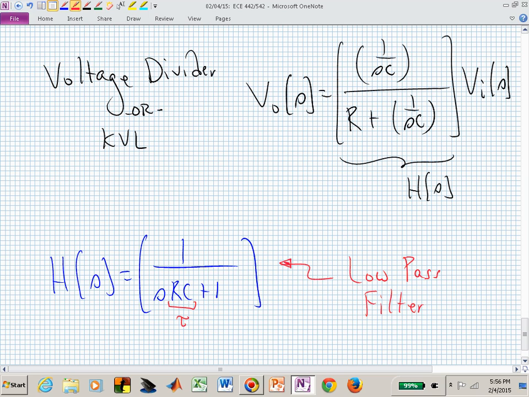We want to now translate this into a first-order difference equation so that we can implement it on our computer. We're going to find a discrete equivalent, but before we do that, let's make it a little bit more specific. Design this low-pass filter to have a bandwidth of 100 hertz. Go. Pick values for the resistor and the capacitor.